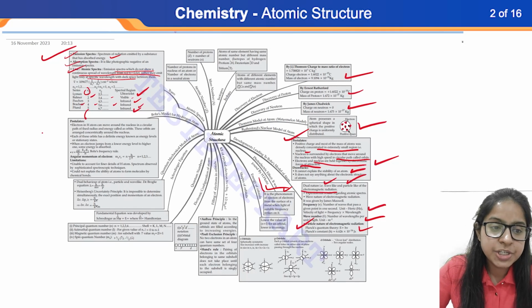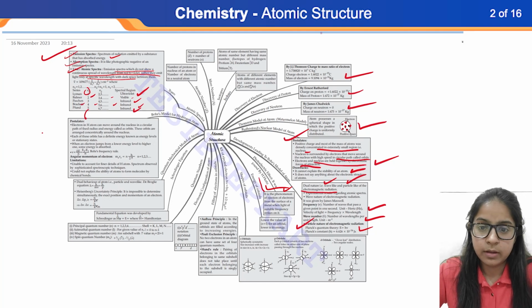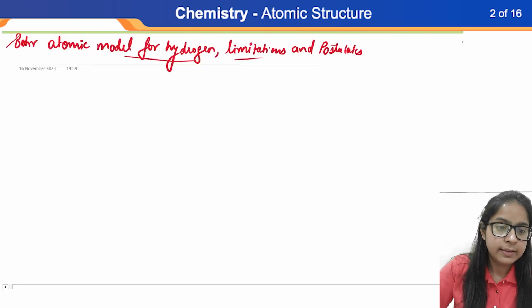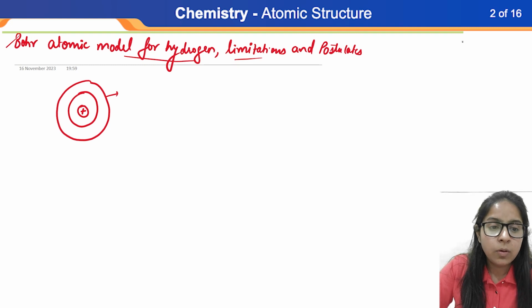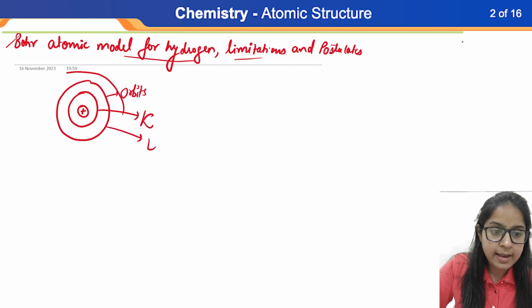Now, after getting the emission absorption spectra and the line spectra, we have a clear understanding. Bohr explained that electrons revolve around the nucleus in a circular stationary orbit having a fixed energy, and these circular pathways are called orbits. Bohr said that the first shell is K, the second shell is L, then M, the third shell, and the fourth shell is N.